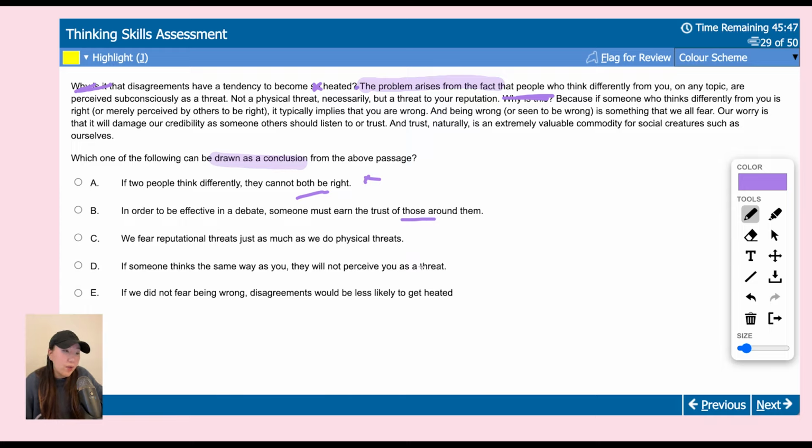"If someone thinks the same way as you, they will not perceive you as a threat." Again, we don't know that. There's no discussion of what happens in the other sense, only of what happens if you do disagree. "If we did not fear being wrong, disagreements would be less likely to get heated" would be correct, because we've got this mechanism: if you fear being wrong because you're going to lose the trust and credibility of others, then you're more likely to react badly. So if we turn that around and say, if we're not worried about that, then we wouldn't react badly, which is exactly what we want.